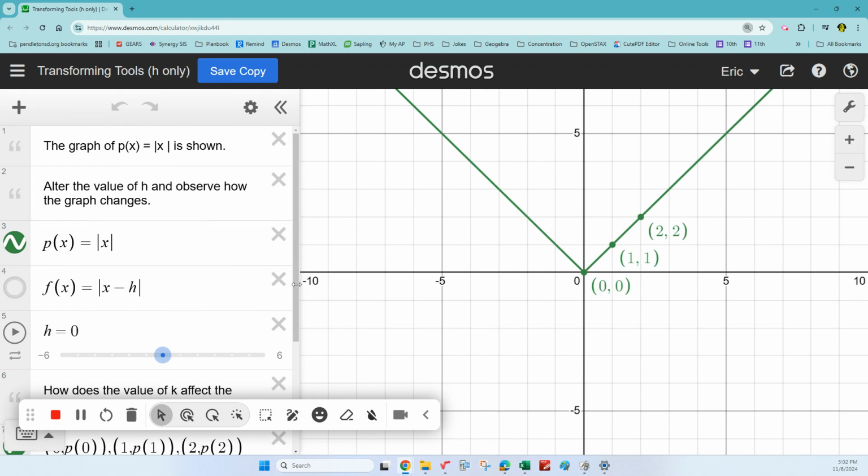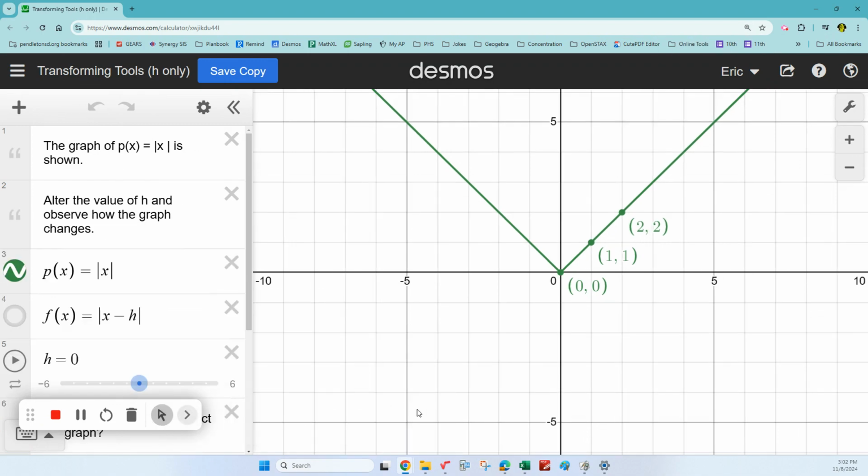Okay, so everybody see here I've got the parent graph. P of x equals the absolute value of x. So my parent graph is the most boring, basic absolute value function you could build, which is just the plain old absolute value of x. This is what an absolute value of x looks like. When you graph this using the graphing tool, you're just going to click on the absolute value button, which is the V button. You get this V-shaped function.